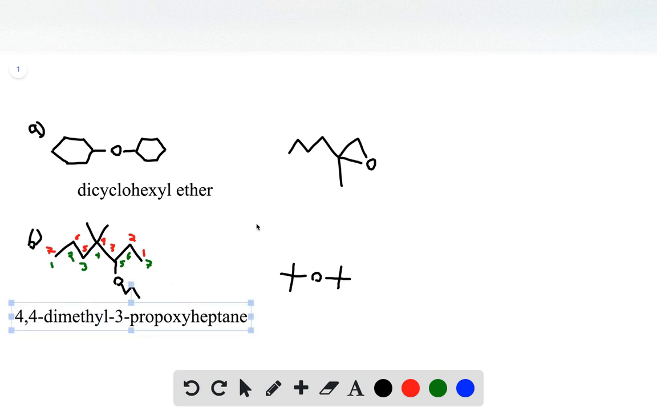Now, moving on to C. Once again, we will count our longest chain starting at the side which will give our functional groups the lowest number ranking. So we have 1, 2, 3, 4, 5, 6. So this is our longest chain. So 6 means it's a hexane. And we see that we have an epoxide here. And the epoxide is originating from carbon 1 and 2. But also on carbon 2, we have a methyl substituent.